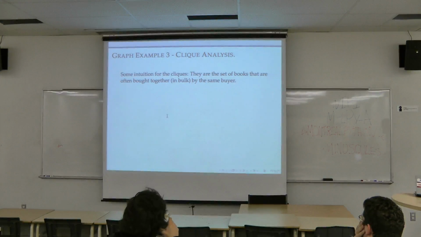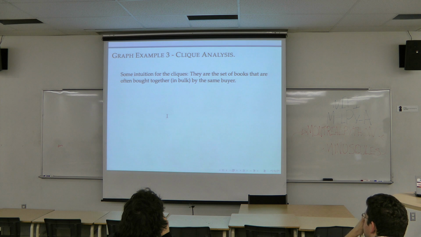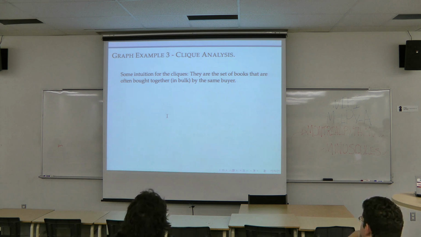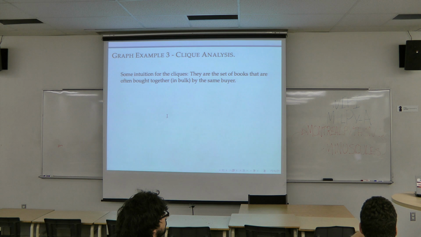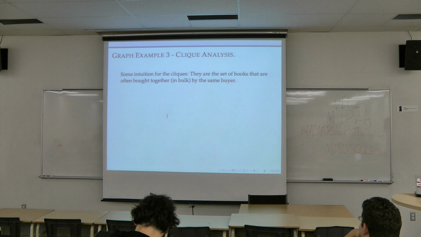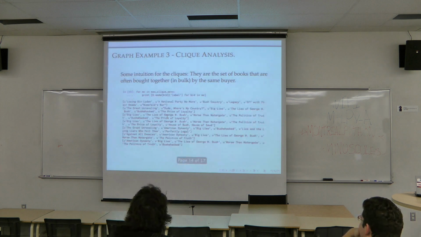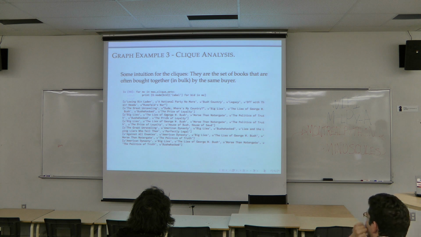So some intuition for the cliques. Again, they are the set of books that are often bought together. So when the data was collected, an edge is drawn when the book gets bought more than 50 times. So that's pretty good recommendation. For example, if we just query the cliques of size 6, we get these kind of books. So these books for each list are bought together a lot at the same time.